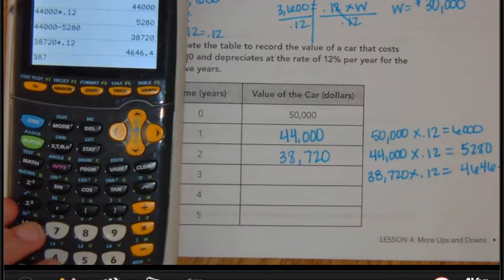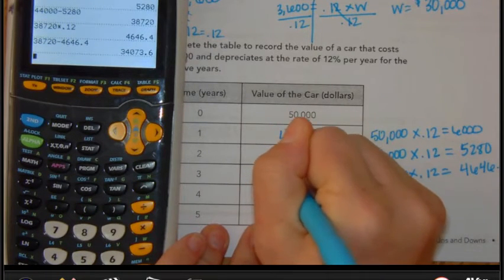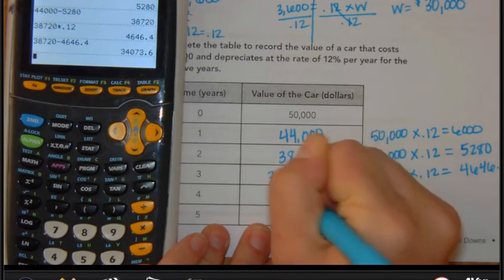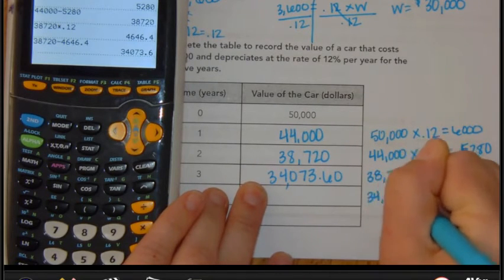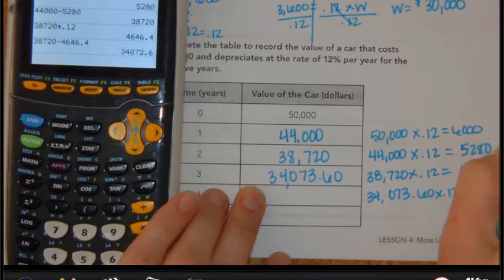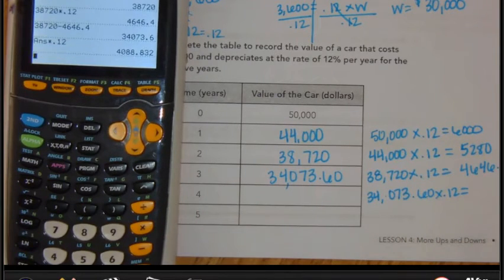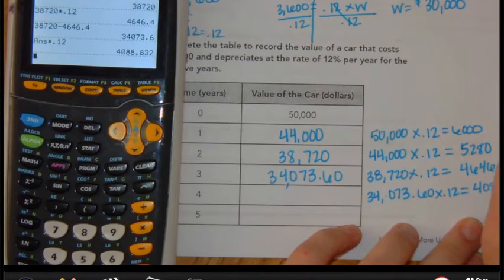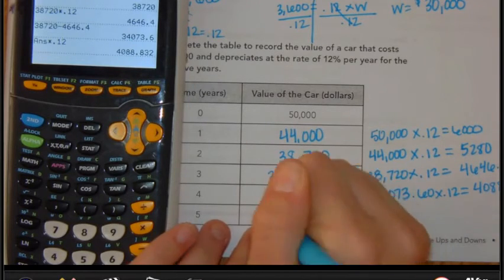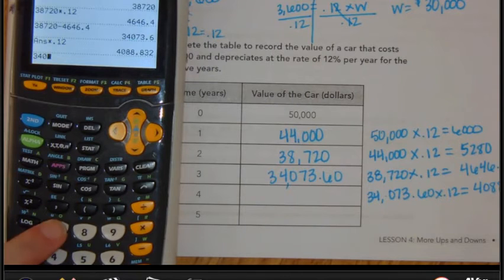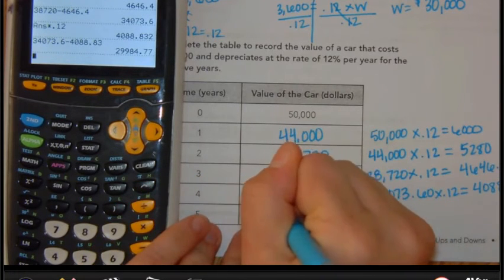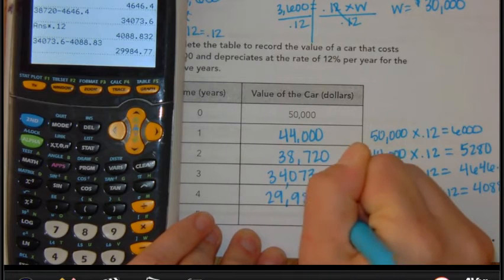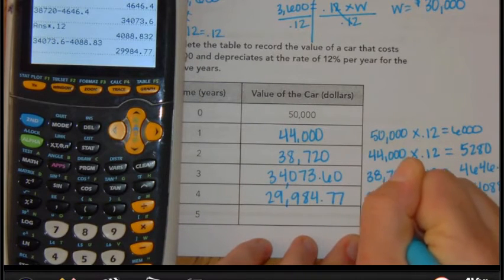And then I'm going to have to subtract these two numbers. 38,720 minus 4,646.4 to get 34,073.60. And do you guys see the pattern here? We're going to take this number times 0.12 to get 4,088.83. I'm going to round to the nearest hundredths. And I'm going to take these numbers and subtract them, 34,073.60 minus 4,088.83, to get me 29,984.77.